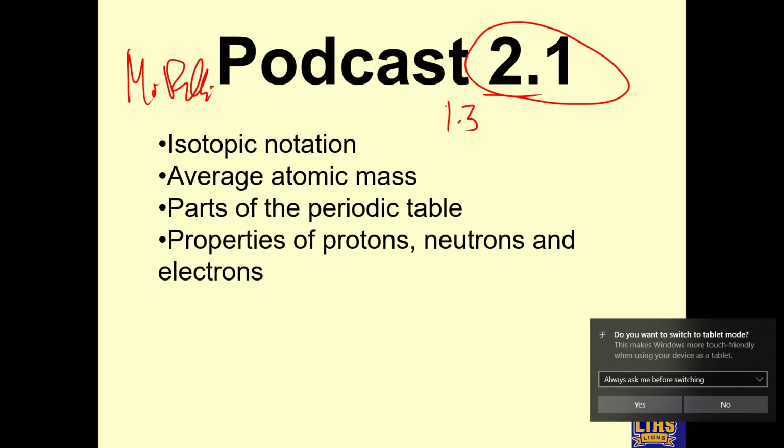We talk a little bit about isotopic notation, average atomic mass, parts of the periodic table, and properties of protons, neutrons, and electrons. So let's hop to it.